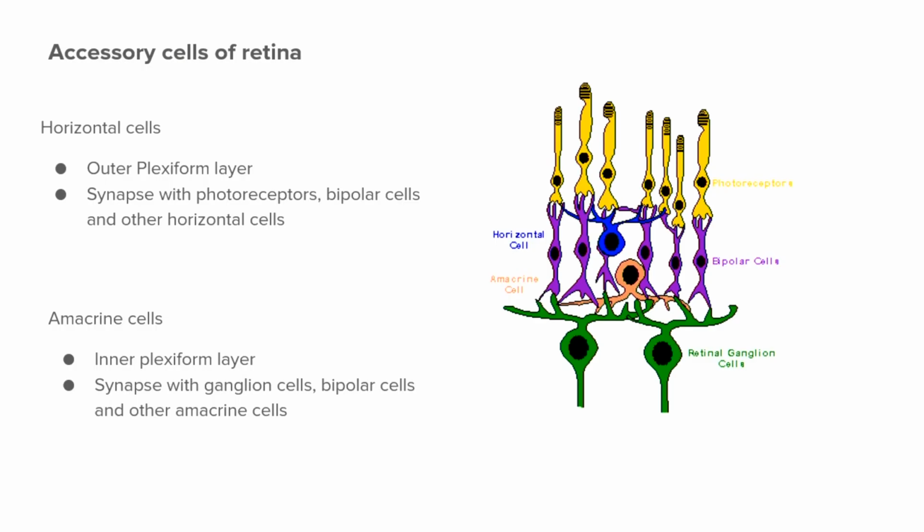Now moving on to accessory cells of the retina. Horizontal cells form the outer plexiform layer and synapse with photoreceptors, bipolar cells and other horizontal cells. The amacrine cells are present in the inner plexiform layer and synapse with ganglion cells, bipolar cells and other amacrine cells.